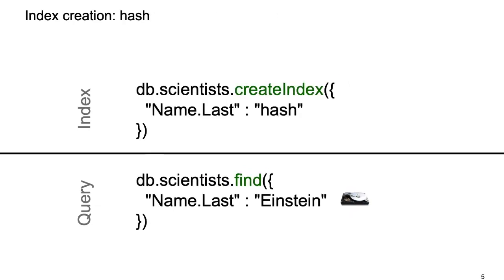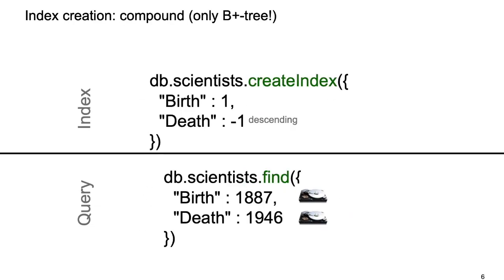Then, so this is done with hash, right? Then you have the B+ tree indices, for which you specify the keys. It can be several of them. For a B+ tree, you can have several keys. That's called the compound index. And you can specify that in that case, birth is ascending because of the 1, and death is -1, so it's descending, right? So the idea is that it's lexicographical. You first sort by birth ascending, and for the same birth, you sort by death descending.